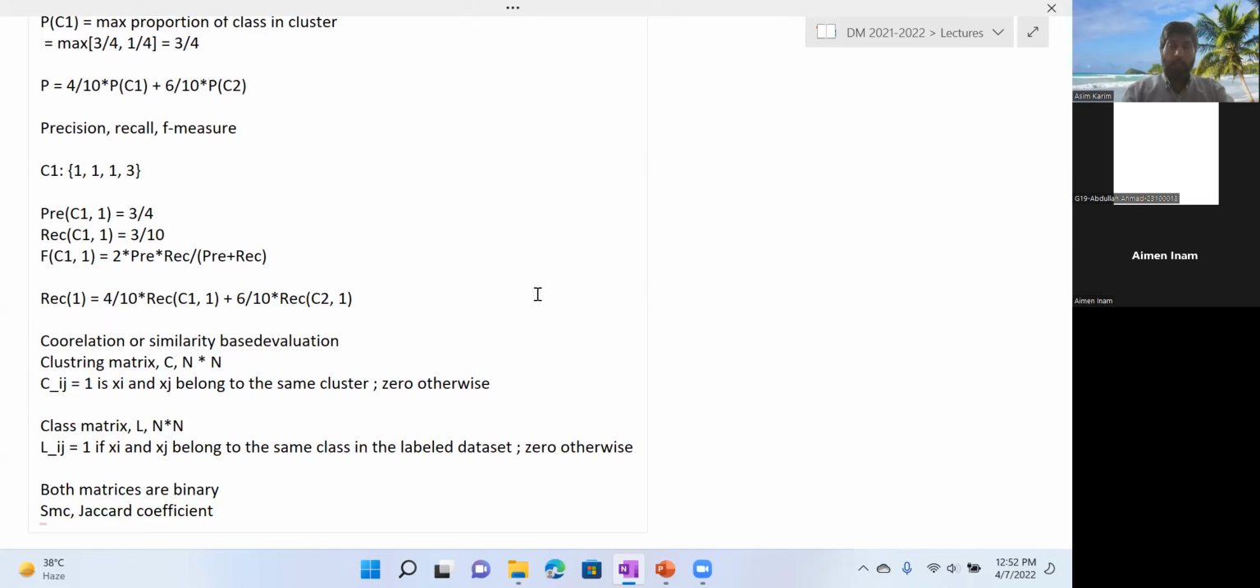So basically, element by element, you compare. If the first element of C is the same as the first element of L, then of course you count it as a match. If the second element is the same, you count it as a match. If it is not the same, you do not count it as a match, and divide by the total number of elements in the two matrices, which is n squared. And of course, a higher value would mean that you have done a good job of clustering, and a lower value would mean that the clustering is not good. So again, this is supervised because the matrix L comes from the labeled data set, while C, of course, is the output of the clustering algorithm.